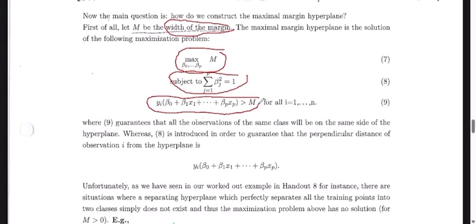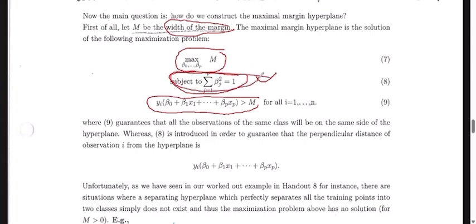Okay, so we're going to tell you what the intention of 8 and 9 is. The essence of putting 8 is for the perpendicularity. I talked about how we're also imposing perpendicular distance. That is why it's introduced: in the maximization, we want to guarantee the perpendicular distance of whatever observation from the hyperplane. So that's why we need this here.